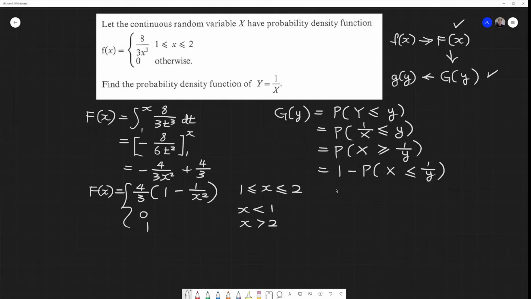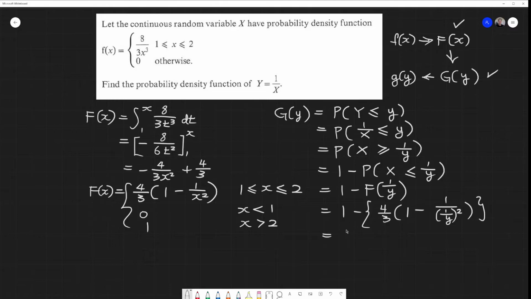And then we can write this as F of 1 over y. This is the same thing as this guy right here. So let me just put a bracket here. So it's 4 over 3, 1 minus 1 over y squared. Simplifying this, we get 1 minus 4 over 3 y squared. So this is going to give me 4 over 3 y squared minus 1 over 3.